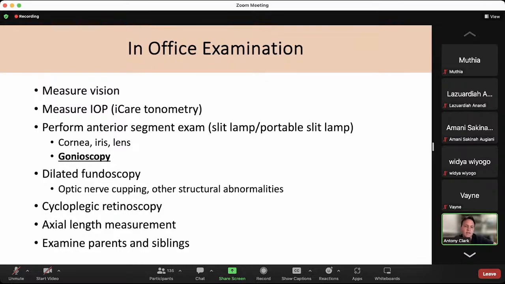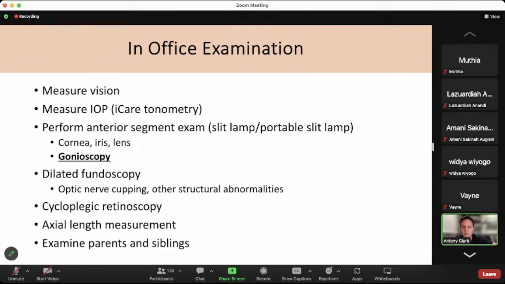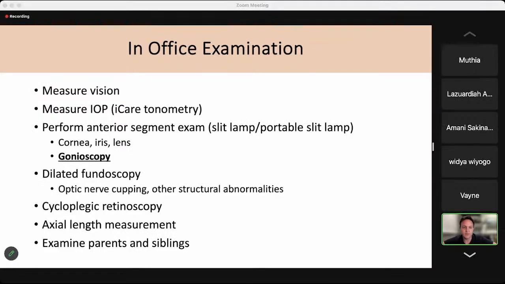And if we have available a portable slit lamp, and even at the slit lamp, you can sometimes get babies at the slit lamp in the clinic. If you can get a slit lamp examination, it's very important to be able to assess the cornea in particular, as well as looking at the iris, and being able to assess the lens is important.